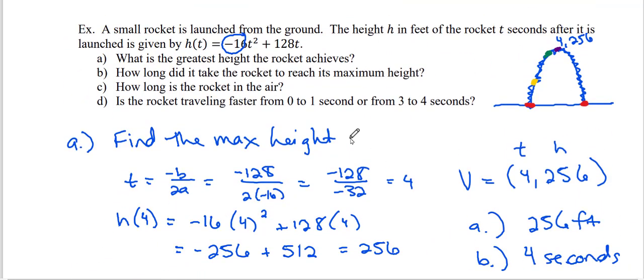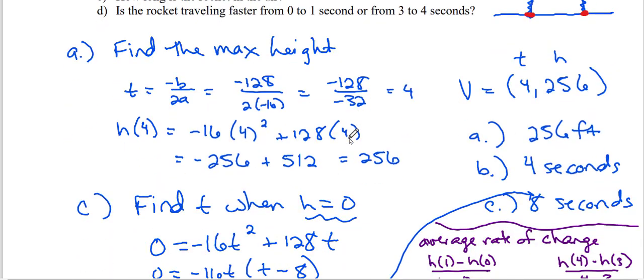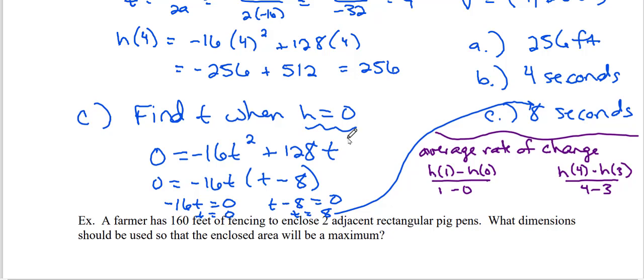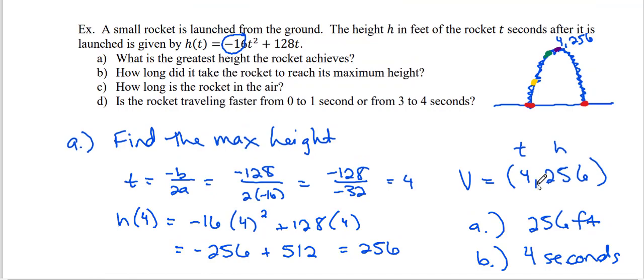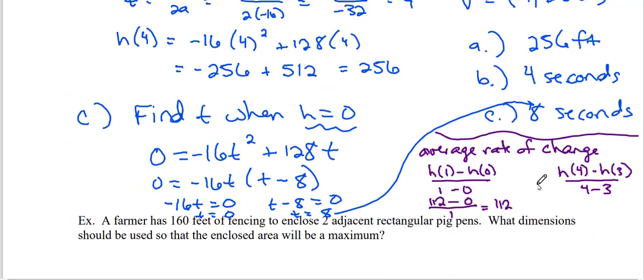Well, let's go back up to this function. When t is 1, I have negative 16 plus 128. So that's going to be 112. That 112 just comes from plugging 1 into the function. H of 0 is 0 and h of 1 is 112. Is that feet? Yeah, we're in feet here, right? Feet per second.